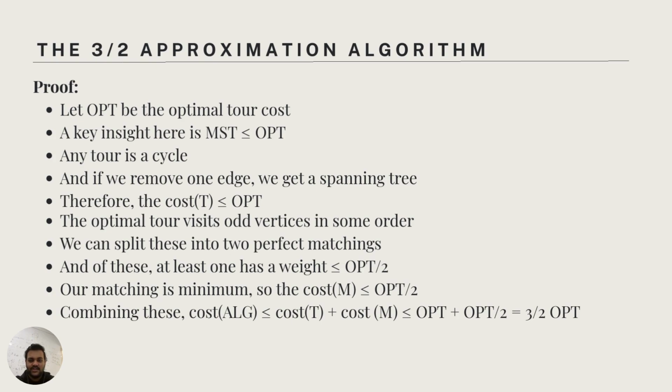We can split the edges connecting these vertices into two separate matchings. One can color each alternate edge red or blue. Each matching covers all odd vertices. Together, they cost at most OPT. So one of them costs at most OPT over 2. Our matching is minimum weight, so it's no heavier than this. When we combine these, our algorithm costs at most the MST plus the matching, which is at most OPT plus OPT over 2, giving us 1.5 times the optimal. In our example, the MST costs 12, the matching costs 4, and the total is 16. If the optimal tour happened to be 12, we'd be at 16 over 12, which is 1.33.